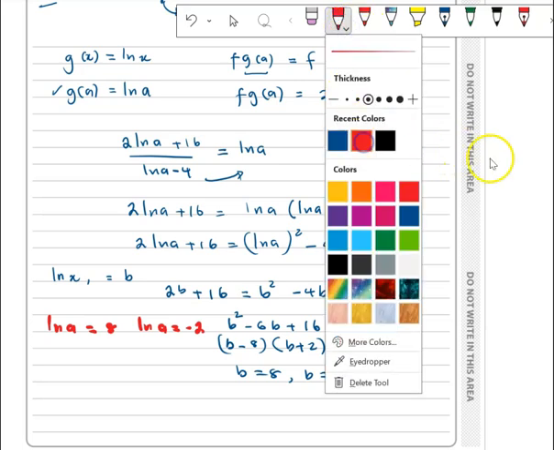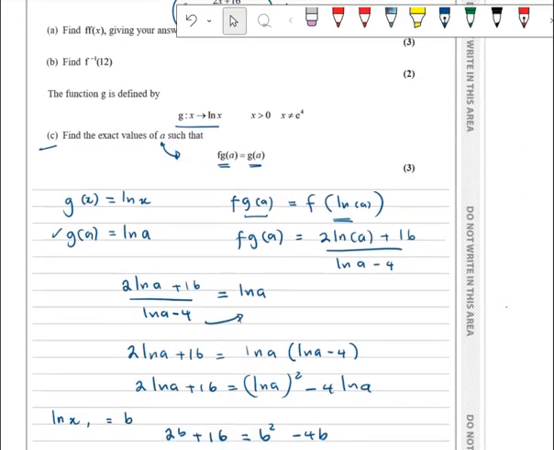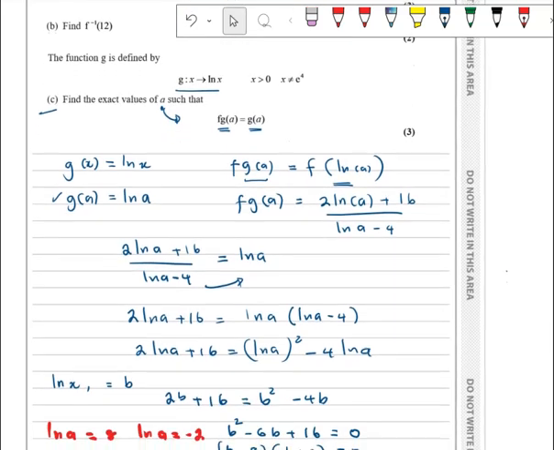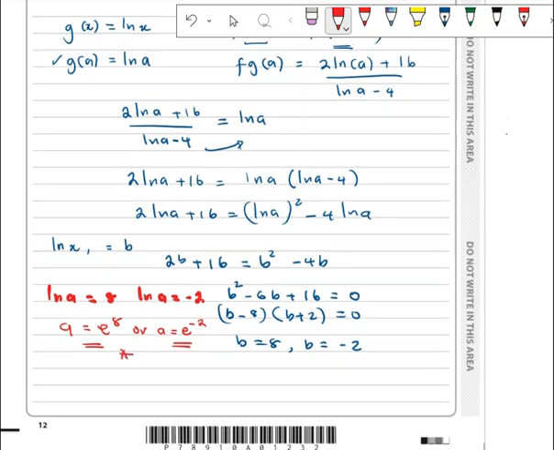Now, what you have here means that when you take the exponential function, a is equal to e to the power 8, or a is equal to e to the power minus 2. Those are your answers. We have to check, do they want the answer in the exact form? Yes, they want the answer in the exact form. So we just leave our answers in this format. So this is the value of a.